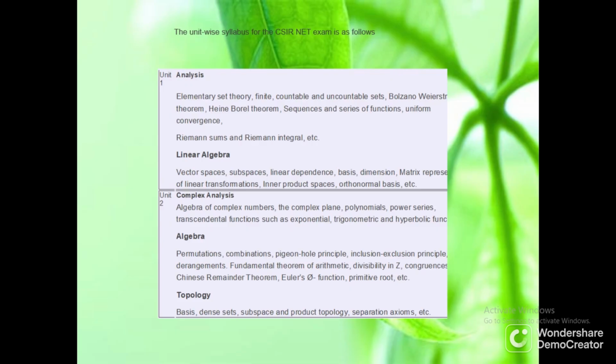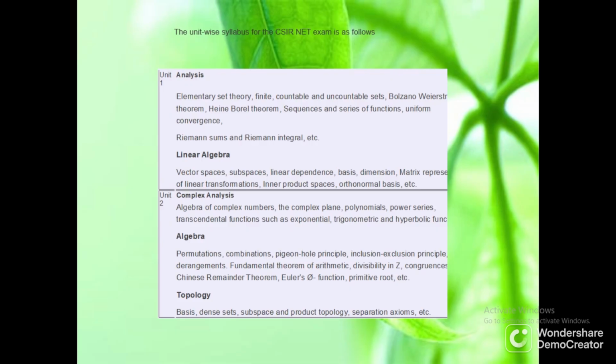For the above, among this section, complex analysis is very easy to solve, and I suggest students follow the complex analysis portion, and also the algebra portion. Topology is a very tough type of section. So I suggest mainly focusing on complex analysis and algebra.